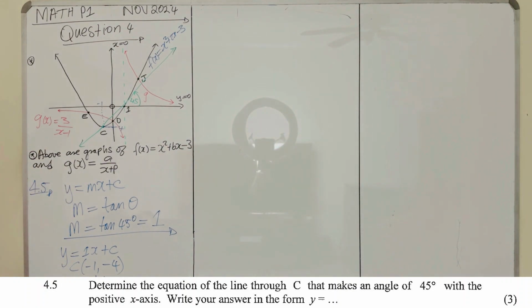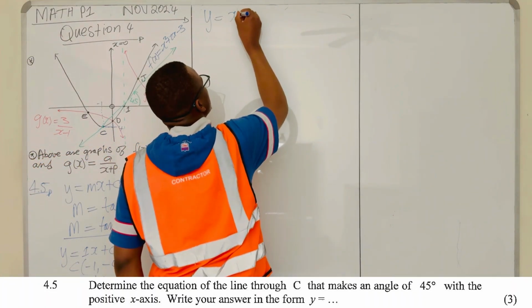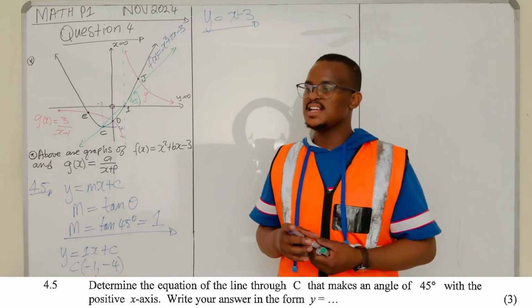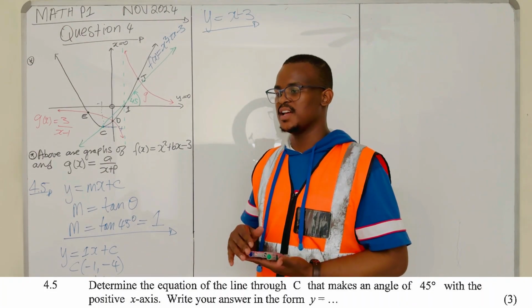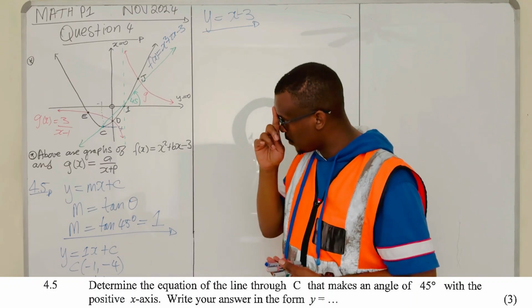Are you with me? So y is equal to x minus 3. This is the equation of a line through C that makes an angle of 45 degrees with a positive x-axis. Is it clear? No problem.